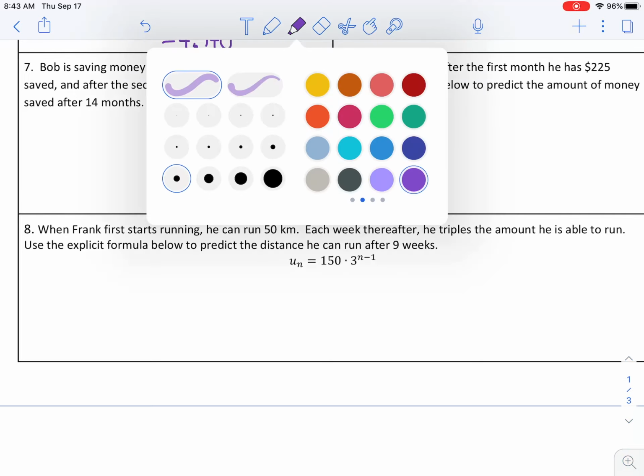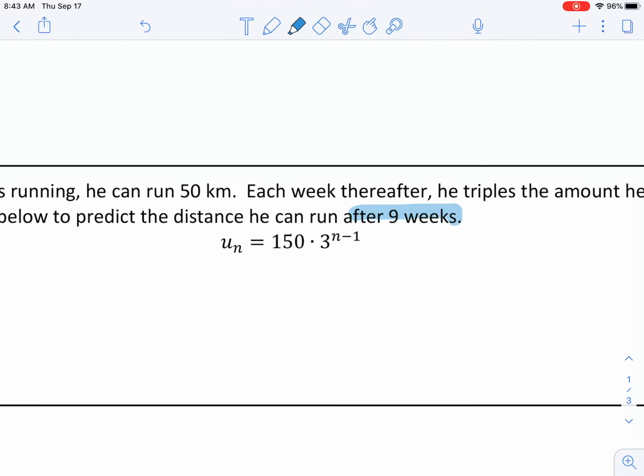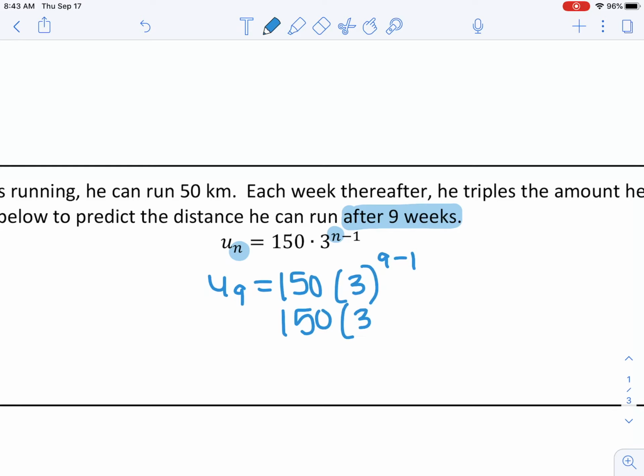Because the formula was given to us in all these problems, we already have it. So all we have to determine is after 9 weeks, what the amount would be. And you've guessed it, we're going to plug 9 in for the n's. So here we go. u sub 9 equals 150 times 3 to the 9 minus 1. What is 9 minus 1? 8. So 150 times 3 to the 8th. I don't know what 3 to the 8th is in my head, so therefore, I can just type this whole thing in a graphing calculator again.